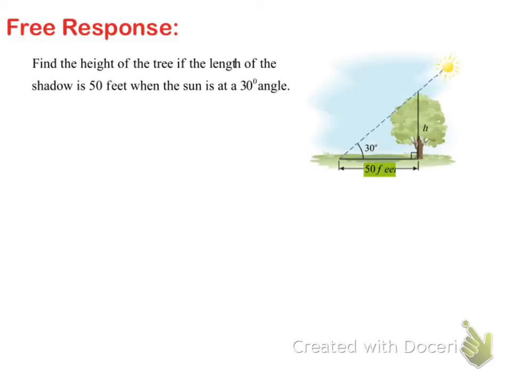Here's your free response question. You're going to find the height of the tree if the shadow is 50 feet when the sun is at a 30-degree angle. Make sure you put this into your Google form, and this will be the end of the video.